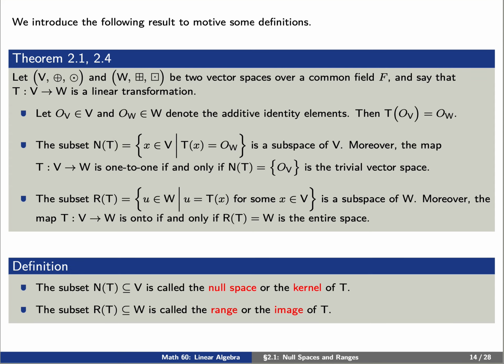The set N of T, that is a subspace of the vector space V, is called the null space of T. Sometimes we'll call this the kernel of T. Similarly, the set R of T, which is a subspace of the codomain W, is called the range of T. Sometimes we'll call this the image of T.